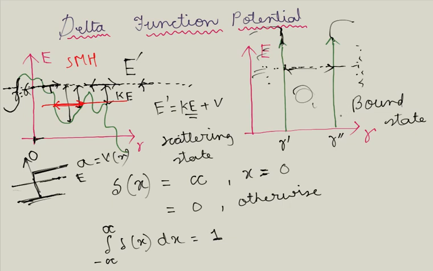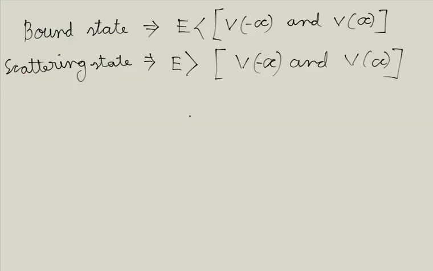So in quantum mechanics, even if the potential height is finite, the particle will penetrate through it. What decides whether a system will be in a scattering state or a bound state is the potential at infinity. So I will write down the condition for the scattering state and the bound state. For a system to be in a bound state, the condition is that the total energy is less than the potential energy at negative infinity and at positive infinity. And if the total energy is greater than the potential at negative infinity and at positive infinity, it will be in the scattering state.